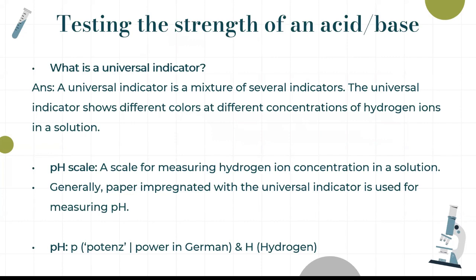The pH scale is used for measuring the hydrogen ion concentration in a solution and to test whether the solution is acidic or basic. Generally, pH paper is paper impregnated with the universal indicator, and it is used for measuring pH, which is used to test the strength of an acid or base. pH stands for P, standing for potenz, which is power in German, and H for hydrogen, which is basically the power of hydrogen or the concentration of hydrogen ions.